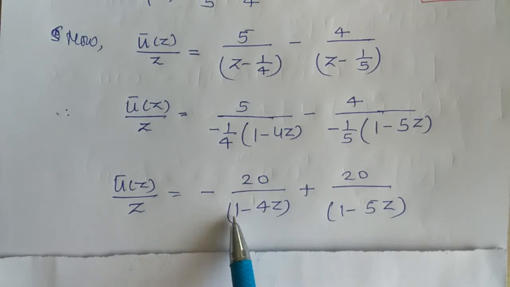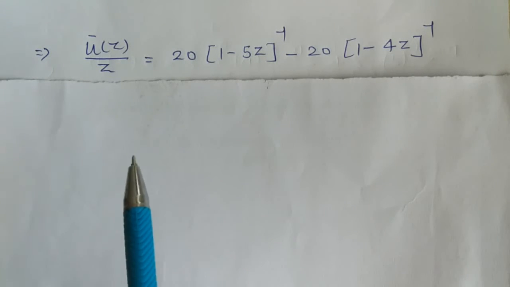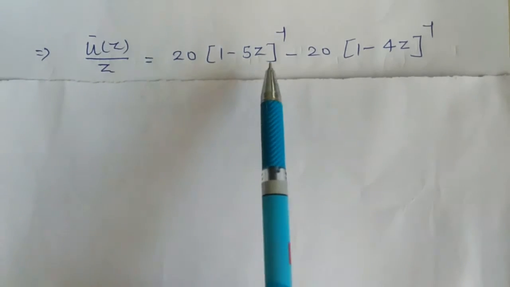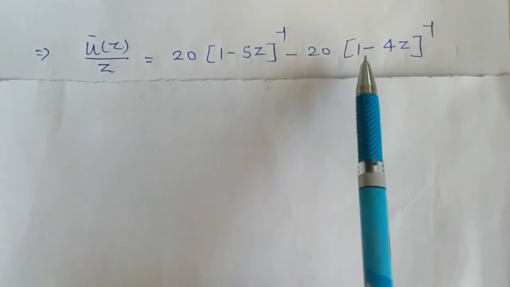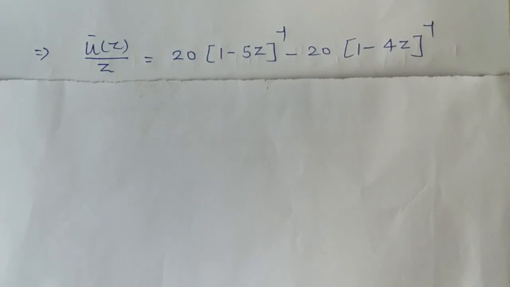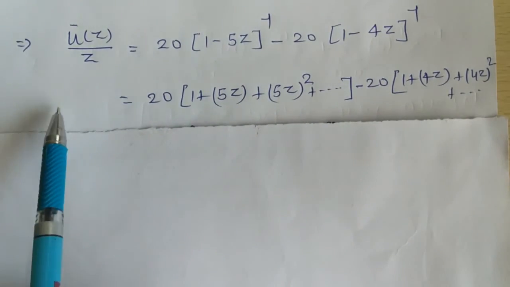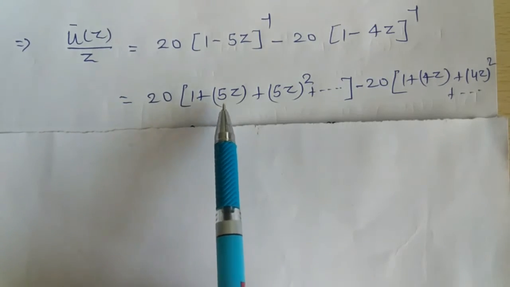Now these two brackets we write in the numerator in form of inverse, then we have U bar z upon z equal to 20 into (1 minus 5z) whole inverse, positive term we write first, minus 20 into (1 minus 4z) whole inverse. Now expand these two using binomial theorem. We know that the expansion of (1 minus x) whole inverse is 1 plus x plus x square plus x cube and so on.